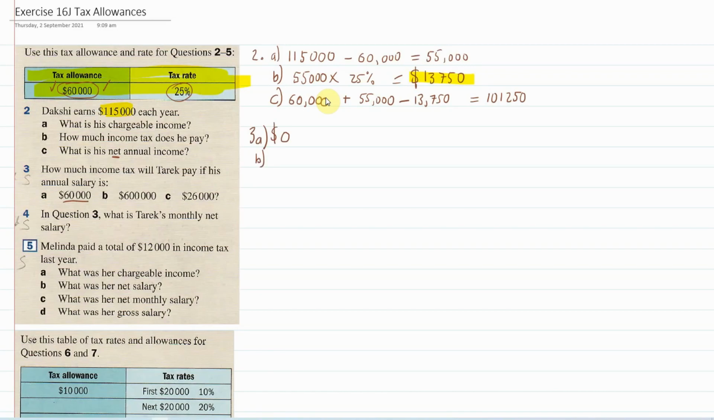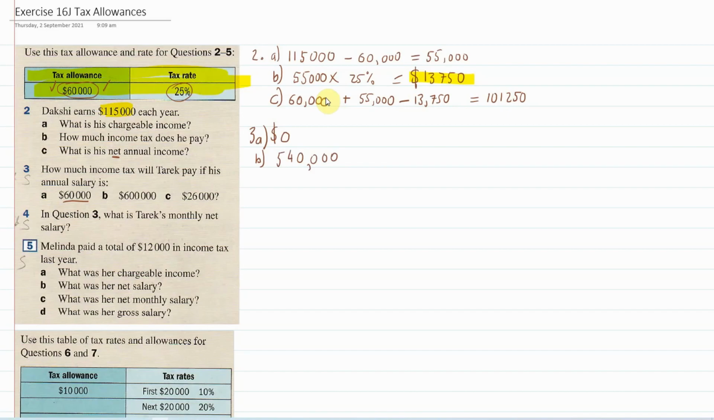Now, what about how much income tax will Tariq pay if he earns $600,000? Now, that sounds really nice. So, first of all, he's going to be paying tax on $540,000, and the reason for that is because we take $60,000 away from our total of $600,000. Sorry, just having a brain fade here.